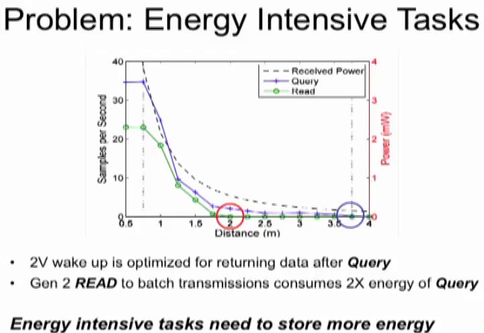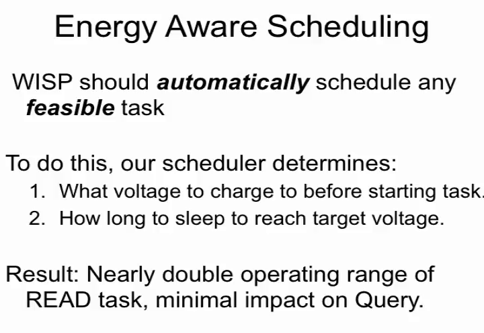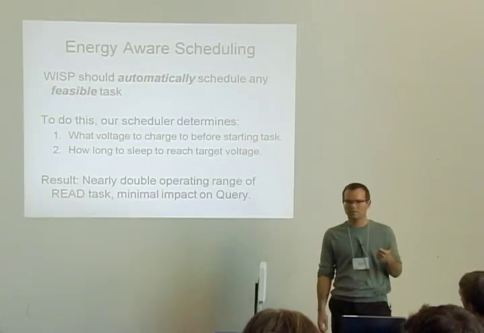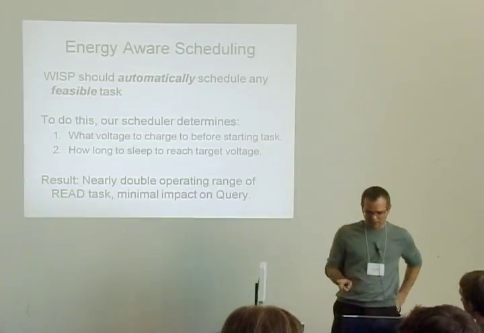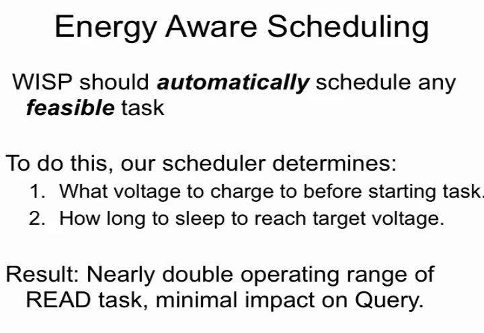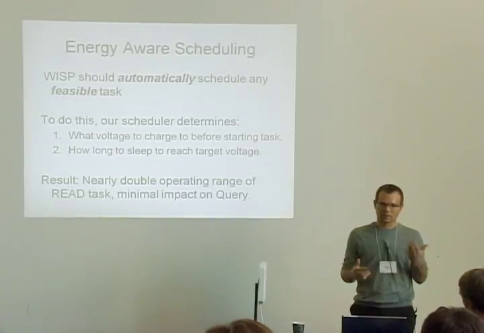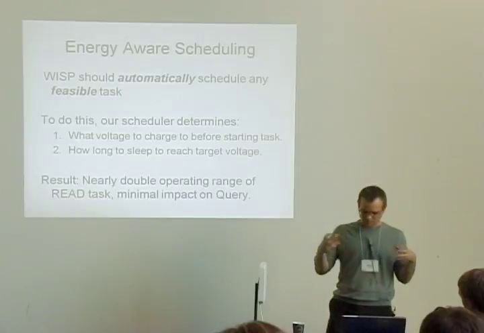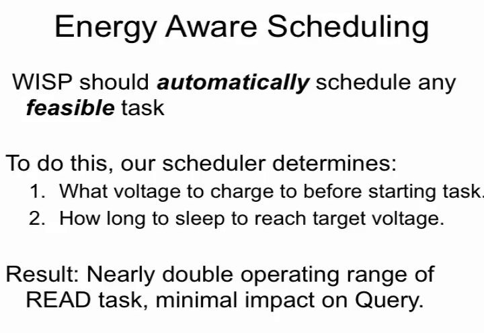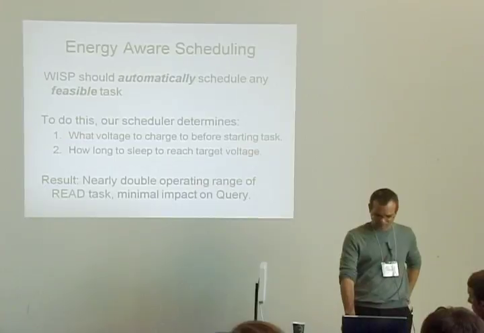So as I said, we developed an energy-aware scheduler, where the WISP should automatically be able to schedule any feasible task without knowing how high it needs to charge that capacitor. To do this, our scheduler determines what voltage to charge to before beginning the execution of a task. Second, it determines how long it needs to sleep to reach that target voltage. Since we want to wake at different voltages, not just 2 volts, we can't use the hardware supervisor to automatically wake us up. We have to use voltage sampling to get to whatever our target voltage is. The result is that we could nearly double the operating range of the read task, while still having a minimal impact when running the query command.